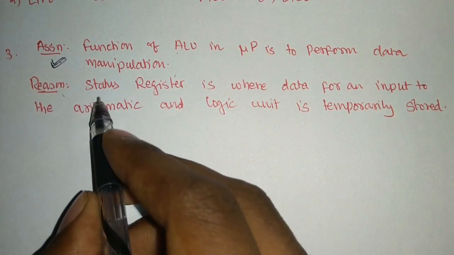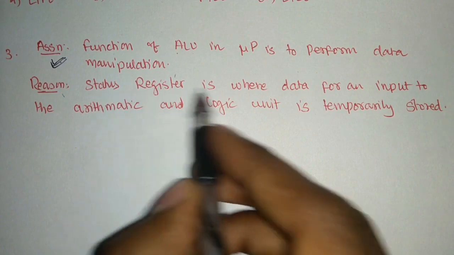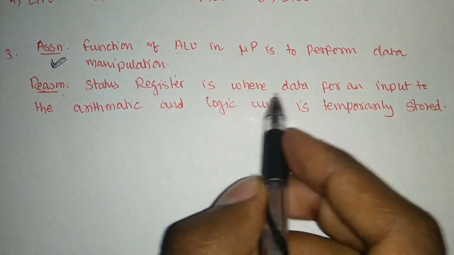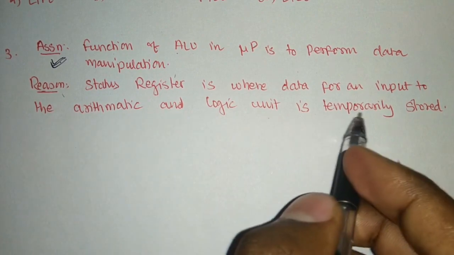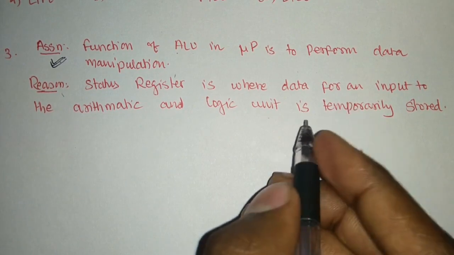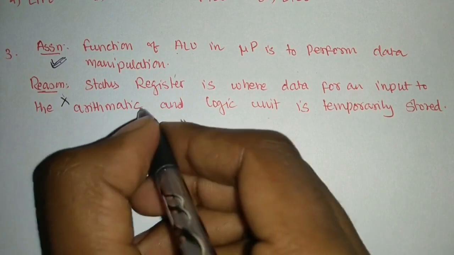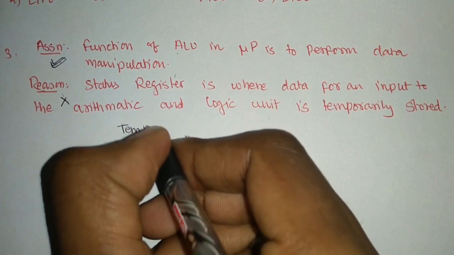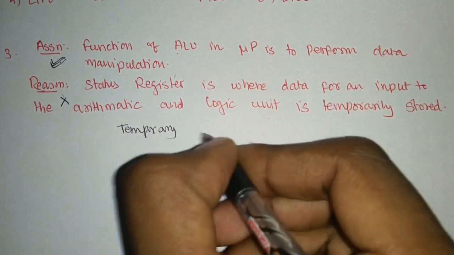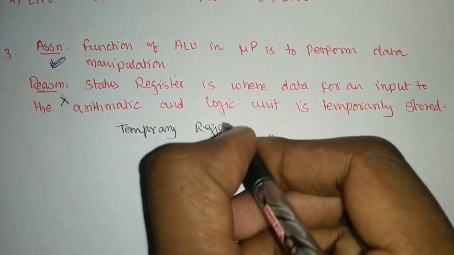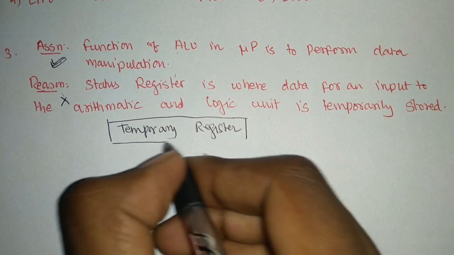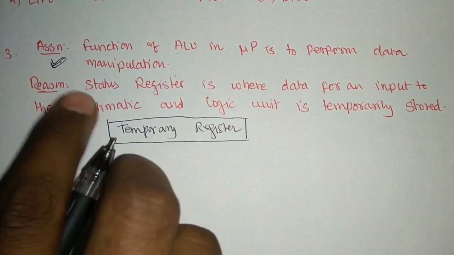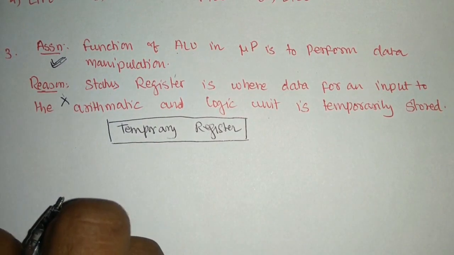The reason that was assigned here was that a status register is where data for an input to the arithmetic and logic unit is temporarily stored. No, that is not correct, because there is a temporary register in our microprocessor which we use to store the data temporarily. So the second statement is wrong and the first statement is correct here.